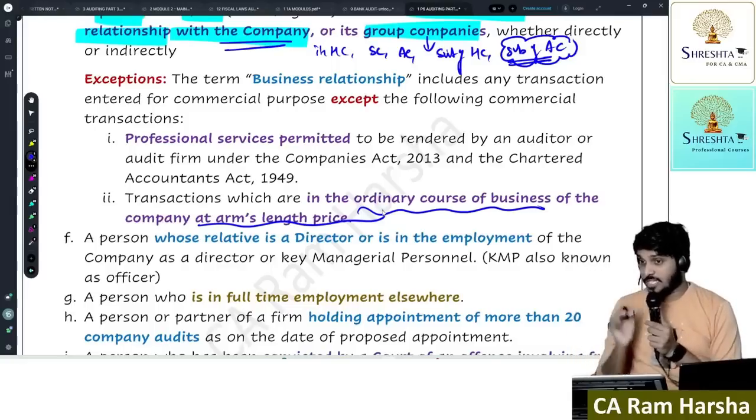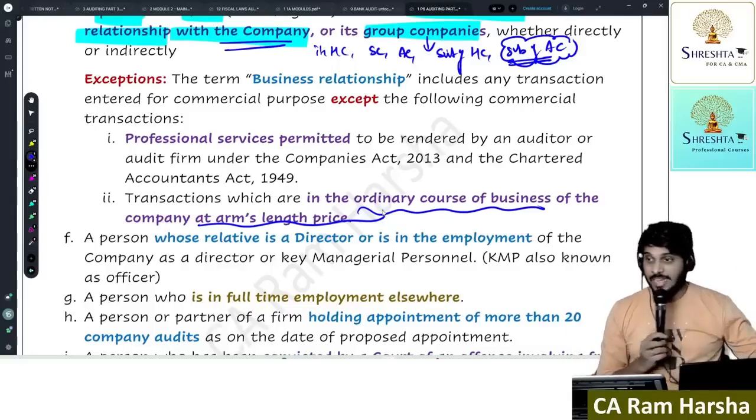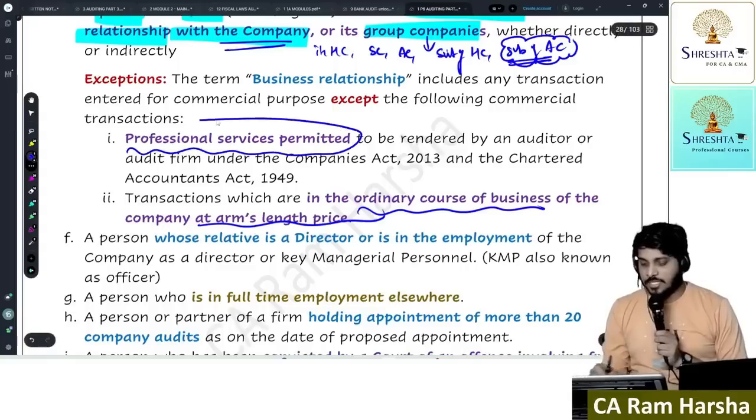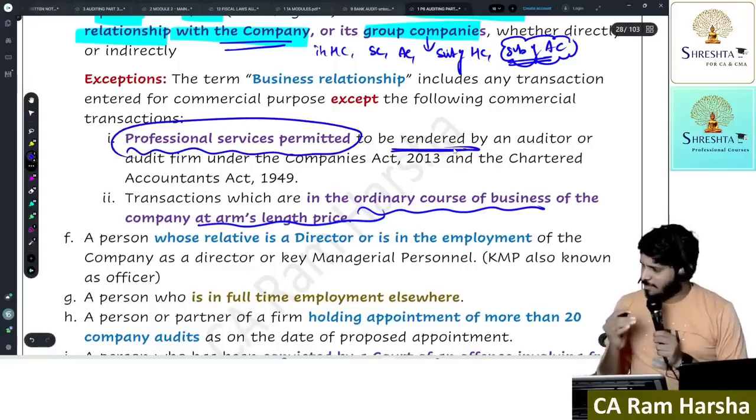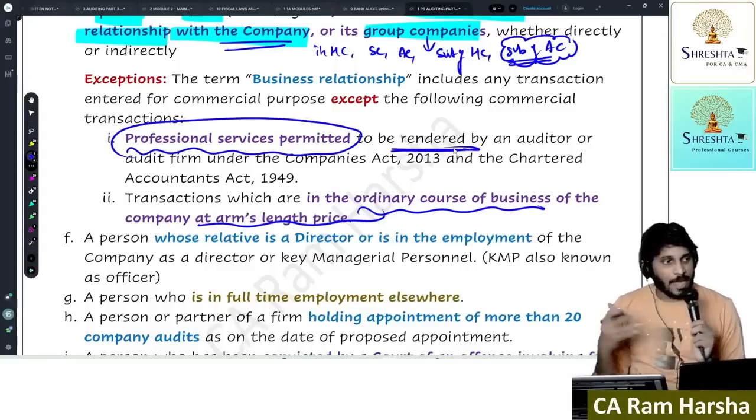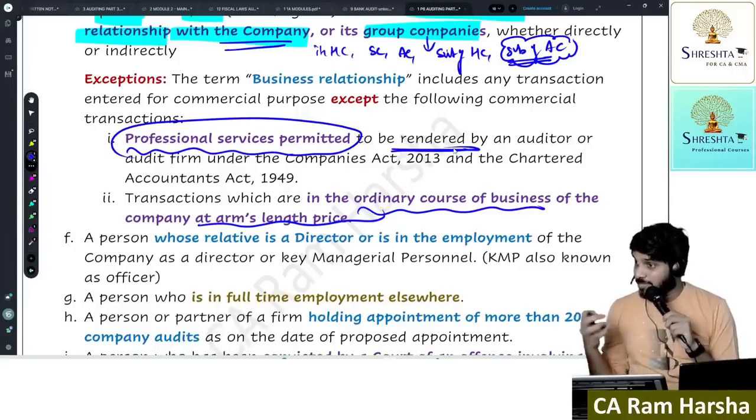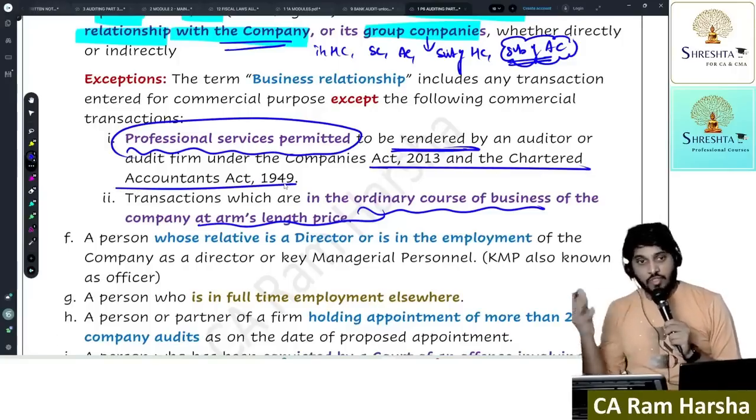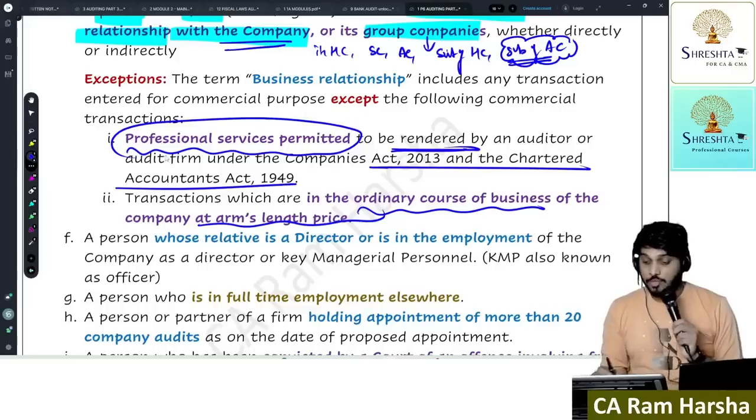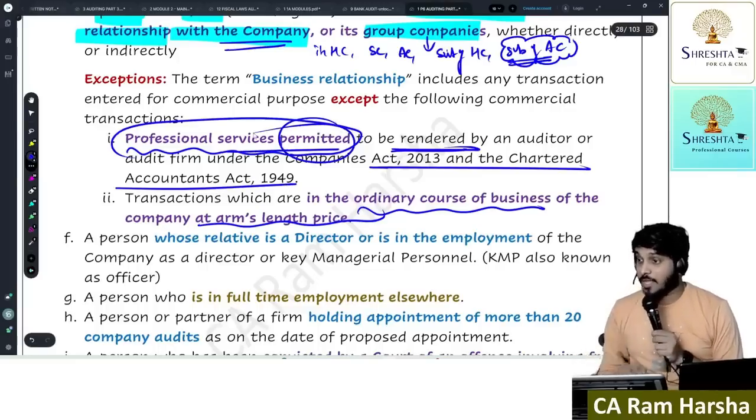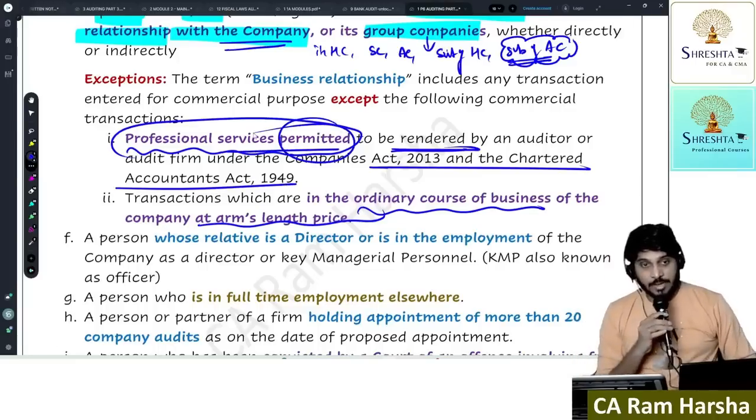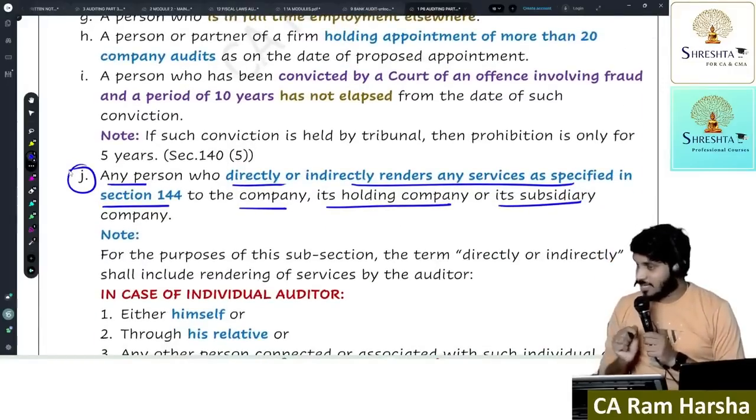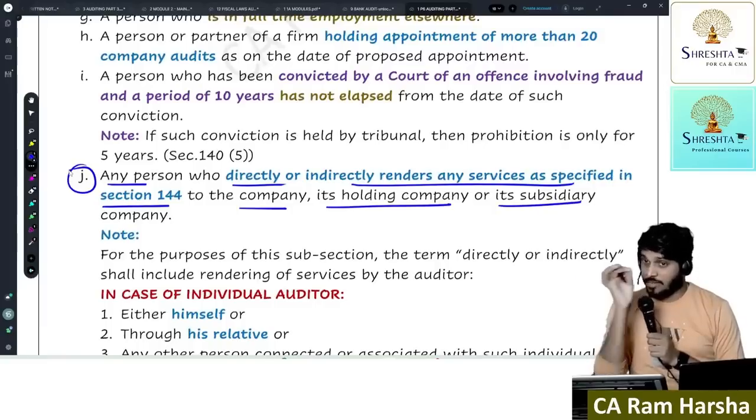But if I am buying company goods and services with a view to resell, then it is called a business relationship. Are you getting it? Same way, professional services are permitted to be rendered. For the company where I am acting as an auditor, I can provide some services as per the CA Act. There are some additional services I can provide even though I am auditor. But which services are permitted, and which are prohibited? If you are providing prohibited services, you are disqualified under J point. Other than prohibited services, are you permitted to render any other service along with audit?